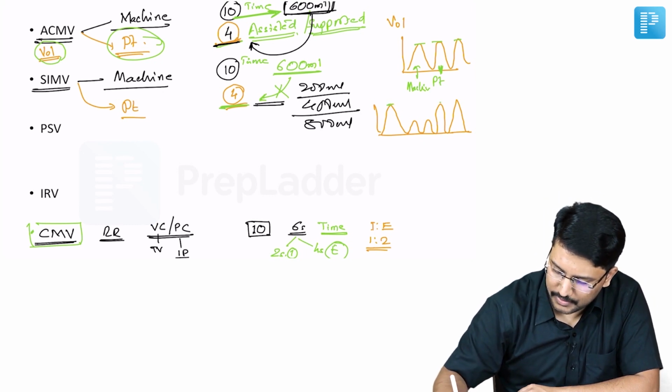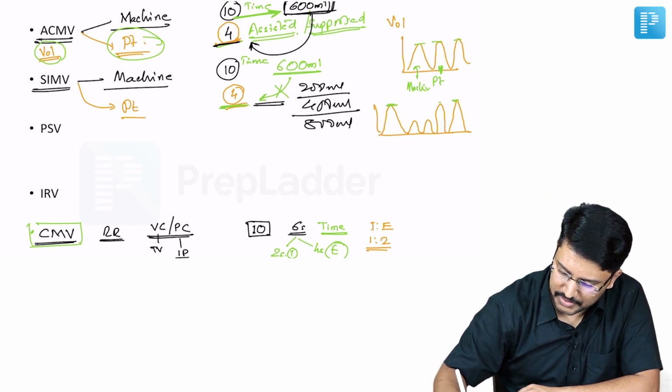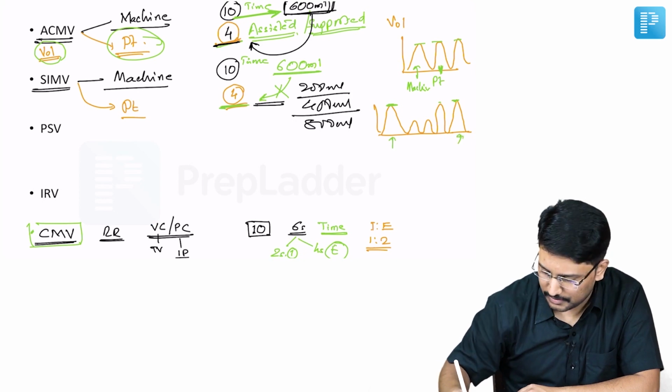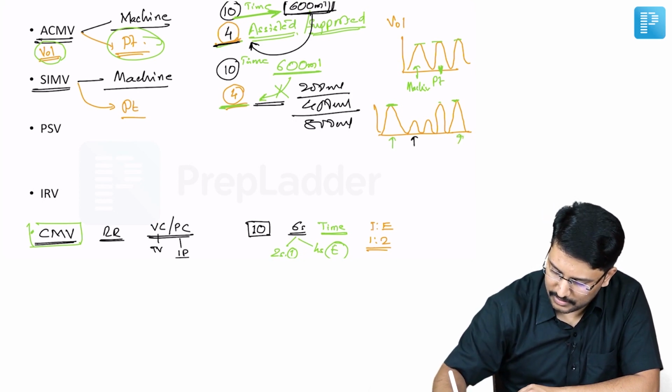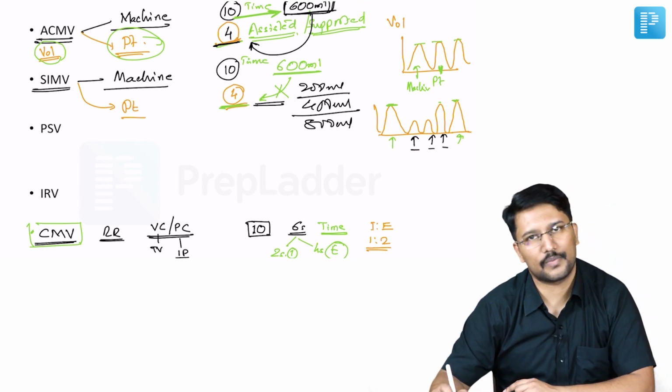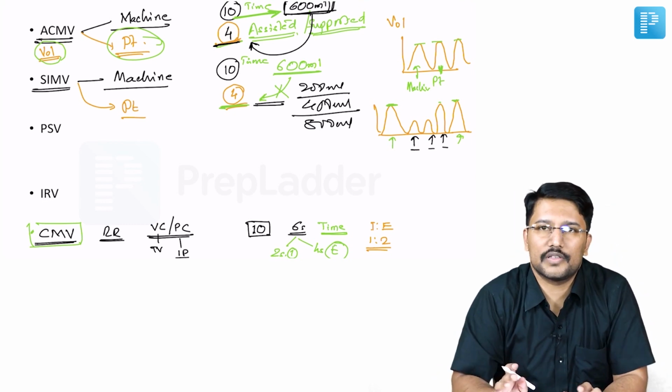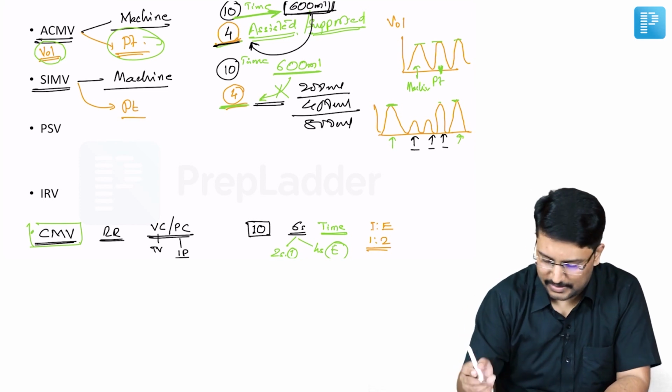So here we have a standard tidal volume which was machine delivered here and here, which is achieved. But what you're seeing here, these are all patient triggered breaths, so the tidal volume is varying. Okay, so that is the main difference between ACMV and SIMV.